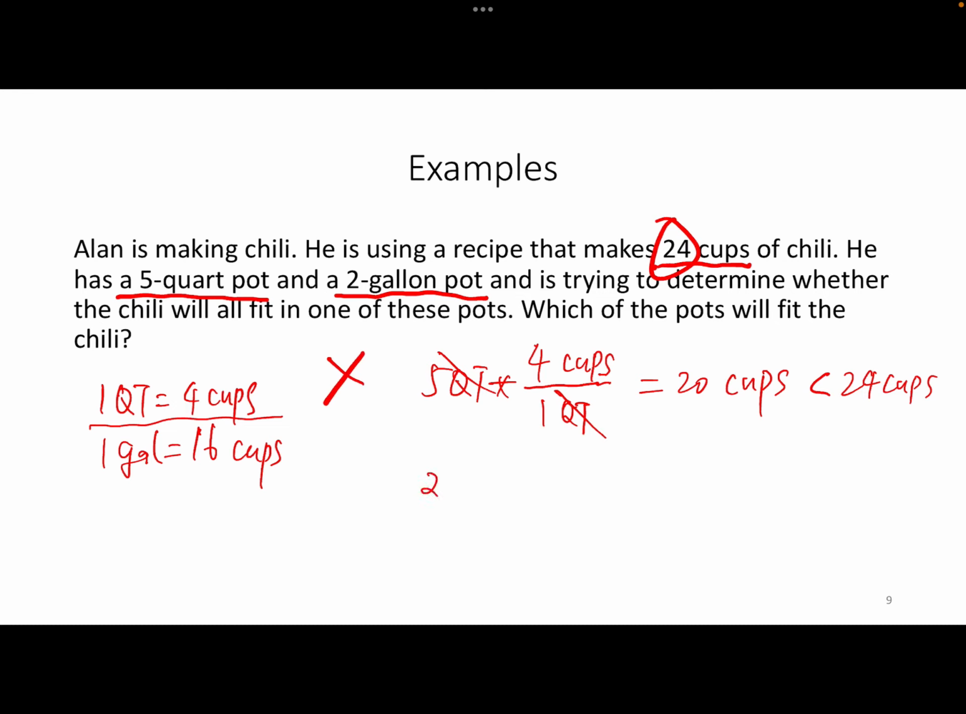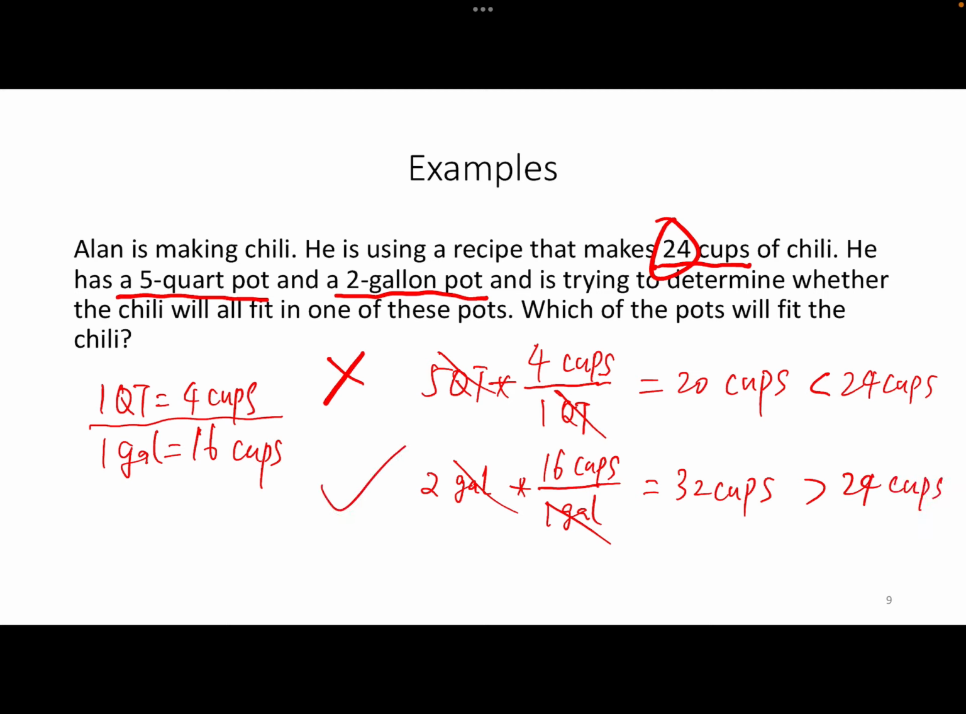All right, let's see the 2-gallon pot. 1 gallon is equivalent to 16 cups, right? So gallon is the undesired unit, I want to put it on the denominator, and cups I want to put on the numerator. So this cancels out. So 2 gallons is equivalent to 32 cups, which is big enough to hold 24 cups of chili, right? So the 2-gallon pot is a good one to fit the need.